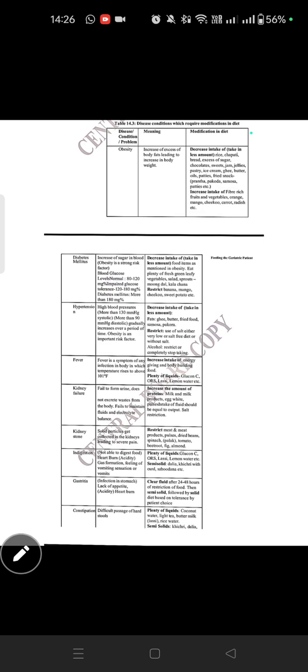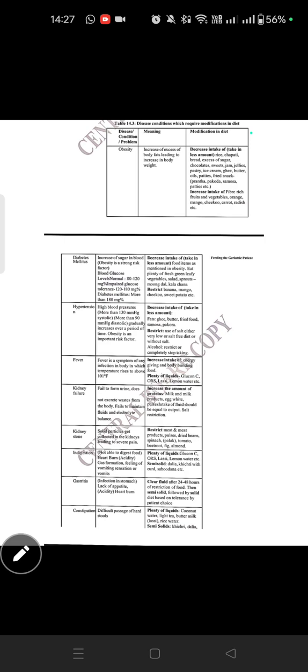Then indigestion: if they are not able to digest, with heartburn or anything, we can advise plenty of fluids. Then we should avoid kitchen curd and all. Then gastritis, a gut system infection with lack of appetite and acidity formation, so we can give clear fluids for 24 to 48 hours.